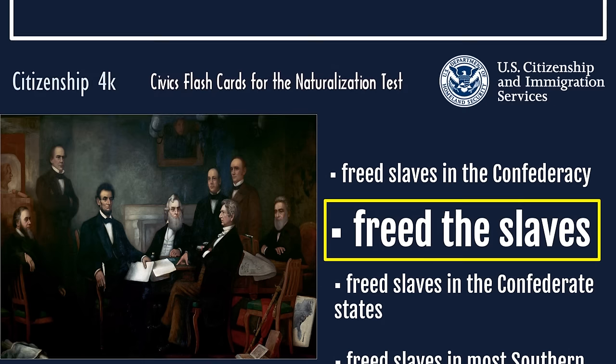During the Cold War, what was the main concern of the United States? Communism.